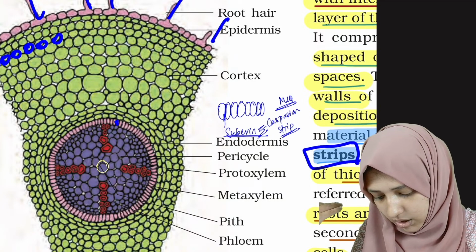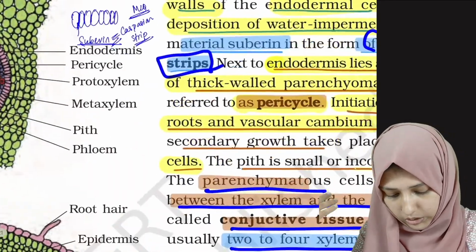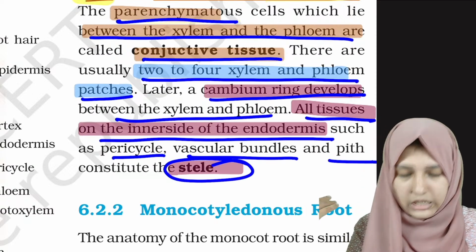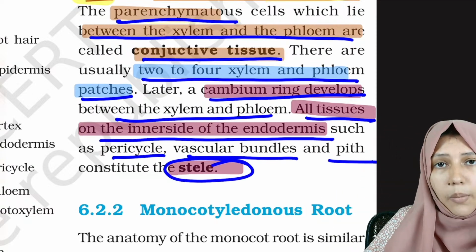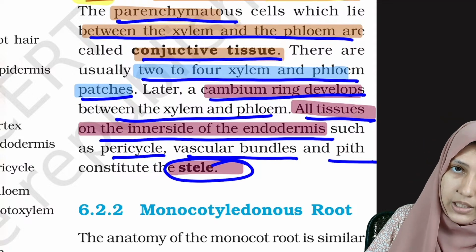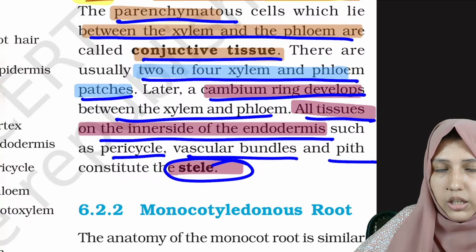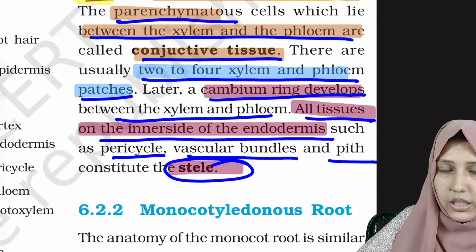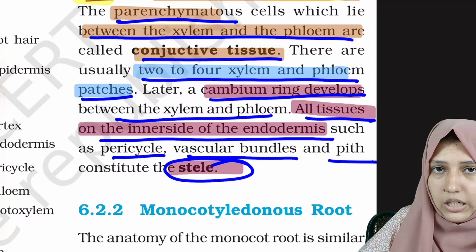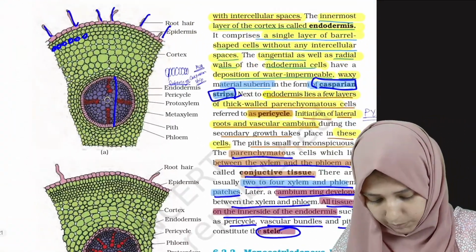So all the tissues present inside the endodermis, including the pericycle, vascular bundles and pith, will constitute the stele. So what is stele? Stele is equal to pericycle plus vascular bundles plus pith. The endodermis won't be there. All the cells and tissues present on the inner side of the endodermis, like pith, pericycle and vascular bundles, are together known as stele. Clear? So this was about dicot root.